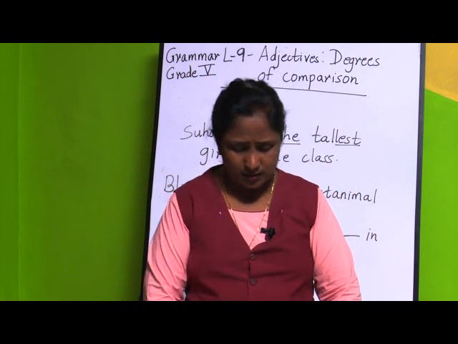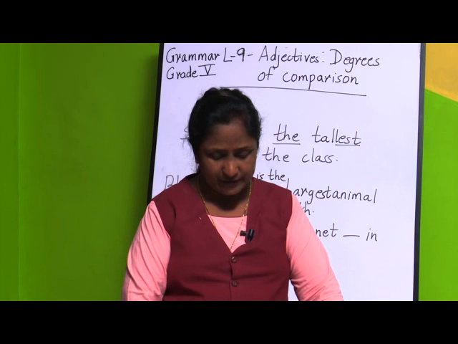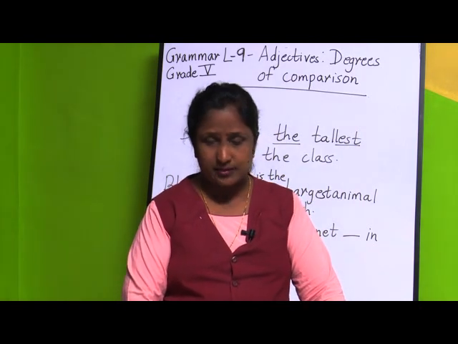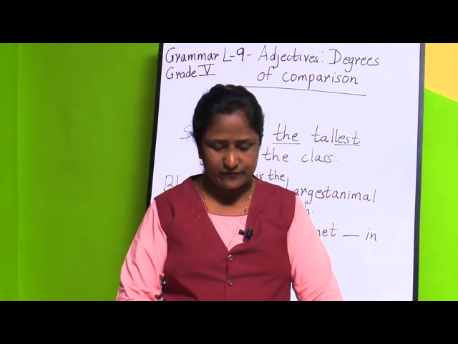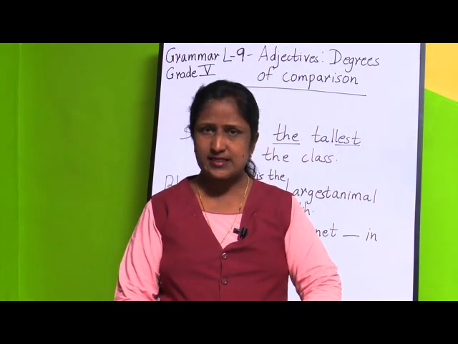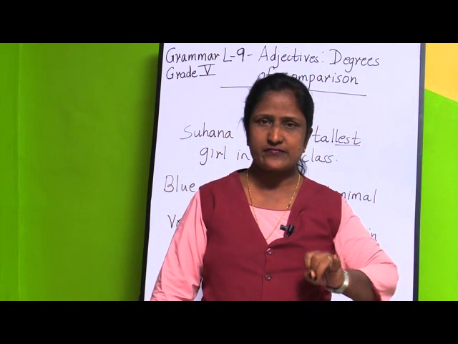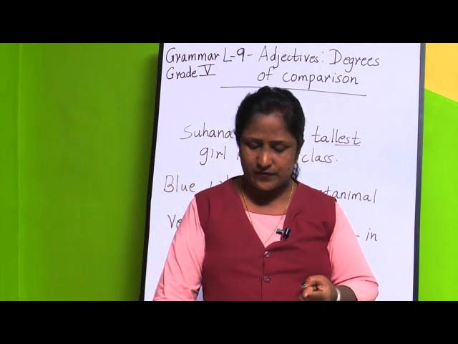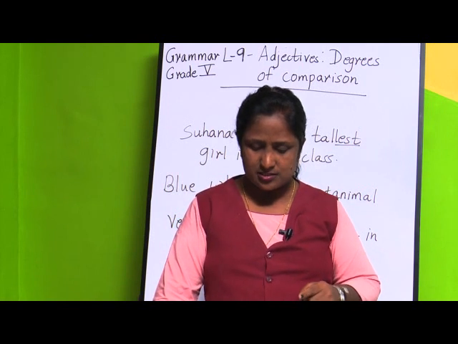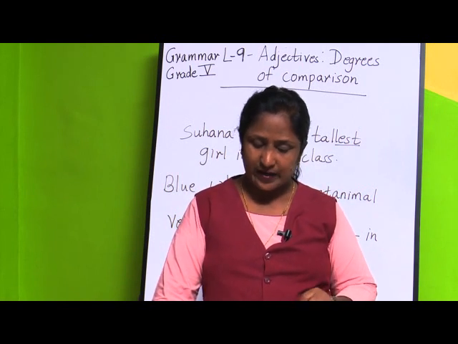Okay. Then Suhana has 5 kg flour and 3 liters milk. Soumya has 2 kg flour and 5 liters milk. So, 3 sentences they have given. Meena has 10 kg flour and 2 liters milk. Suhana has 5 kg flour and 3 liters milk, and Soumya has 2 kg flour and 5 liters milk.